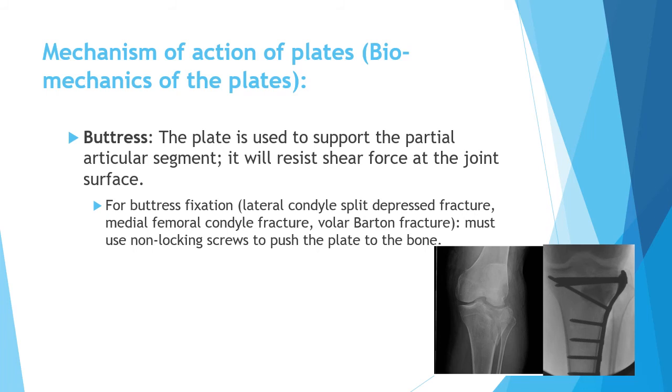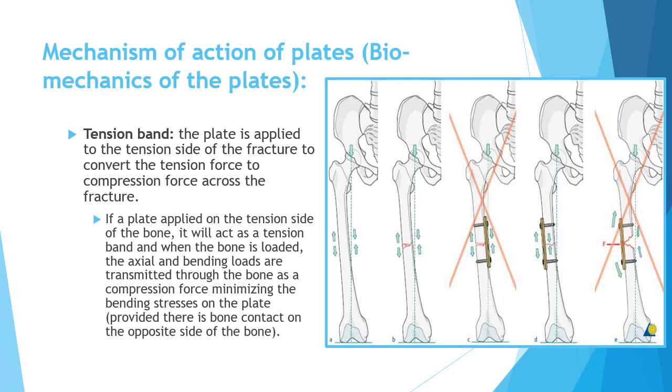So buttress plate, a commonly used method, depends on the plate being pushed all the way very tight to the bone using cortical non-locking screws, and then it will resist any shear forces across the articular fracture. We have described the plate in the compression mode, in the neutralization mode, and the buttress mode.